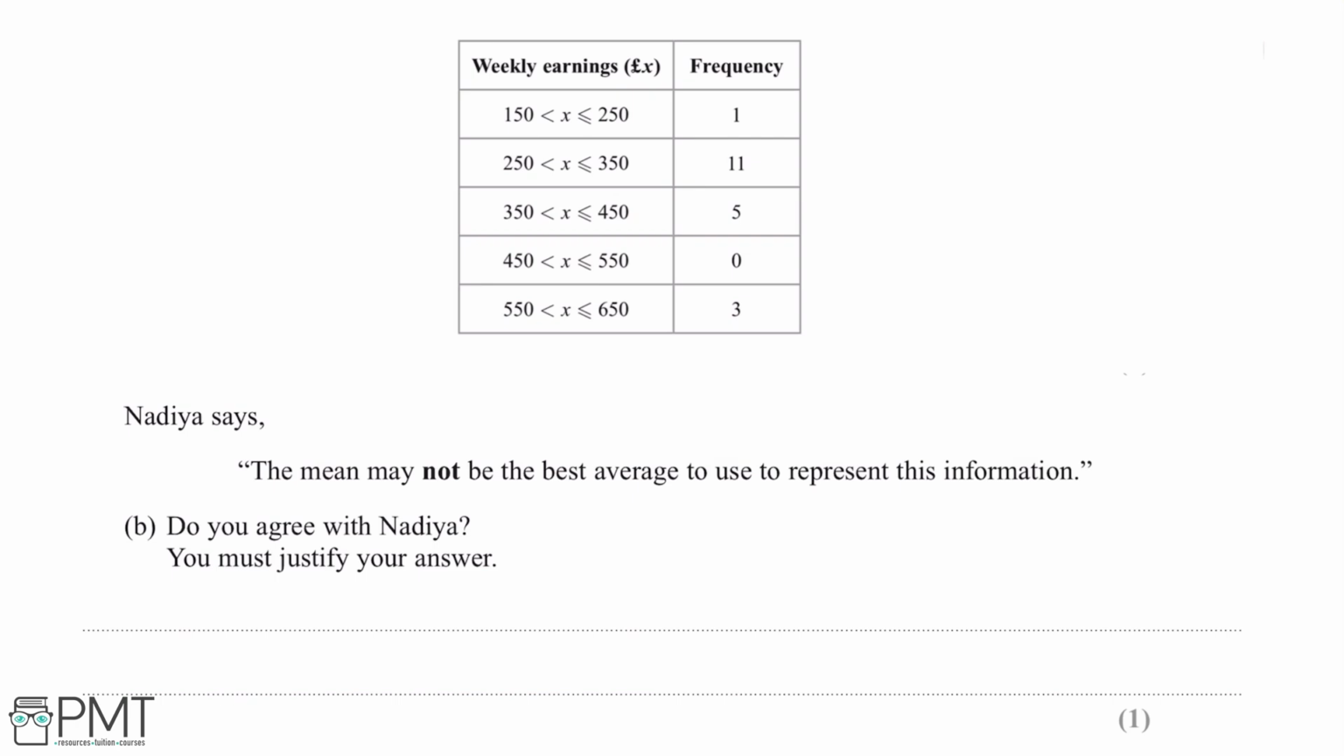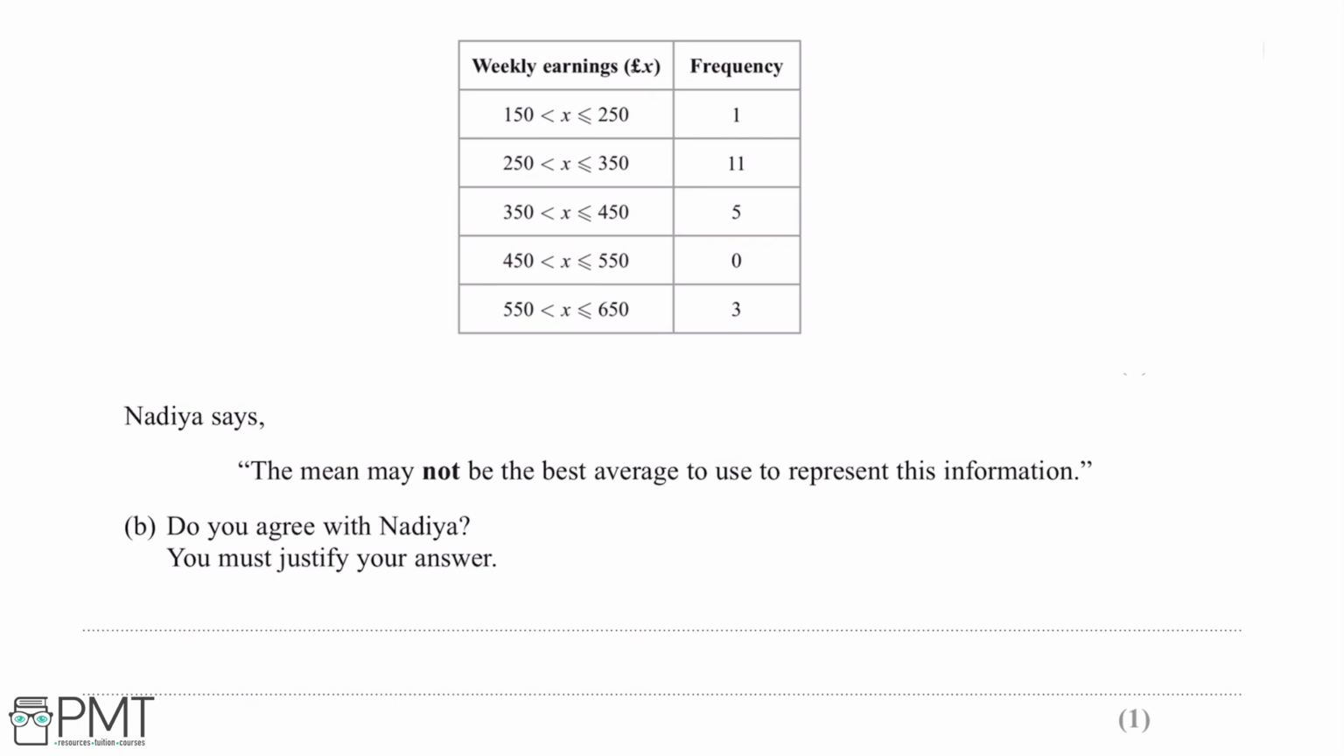Nadia says the mean may not be the best average to use to represent this information. Do you agree with Nadia? You must justify your answer. So as we can see from the table we were given in Part A, there were quite a few outliers, especially in this higher weekly earnings area. Now when we're using the mean, we must include these outliers in the information. Now including these higher weekly earnings will bring the average up, and it may not be an accurate representation.